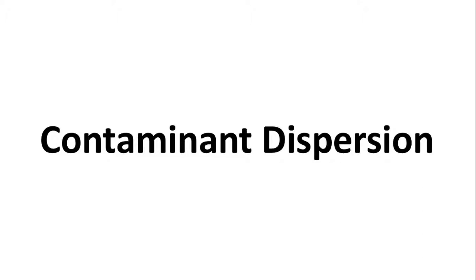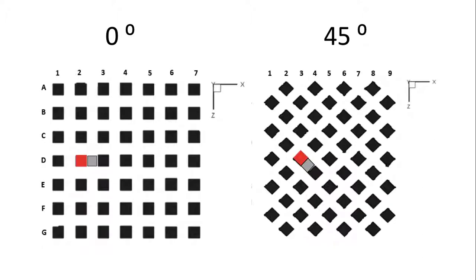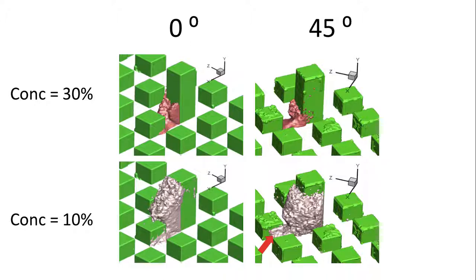We'll now look into the contaminant dispersion. Here we have provided the same top-down view of the urban canopies, except here we outlined with a gray square where the contaminant injection point is. Note how in the 45-degree case, the injection point is on the positive z side of the tall building. The isosurfaces of the concentration of the contaminants show us how the contaminant starts out dispersing throughout the canopy.